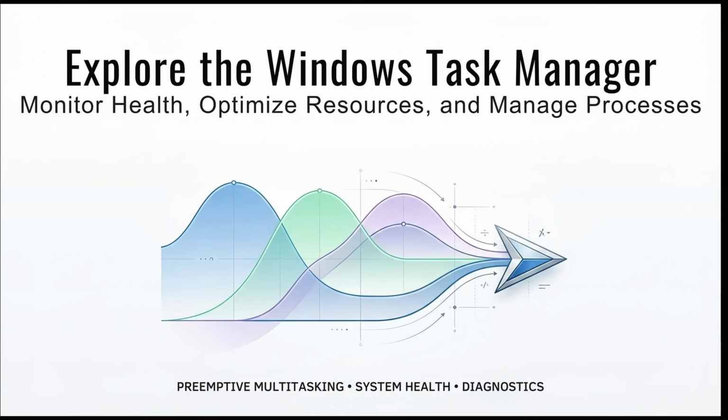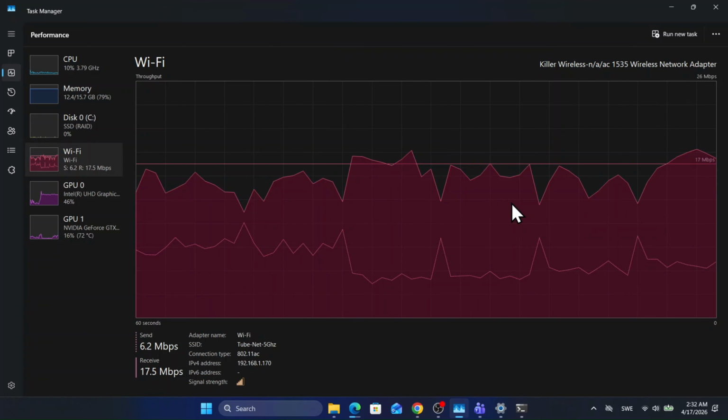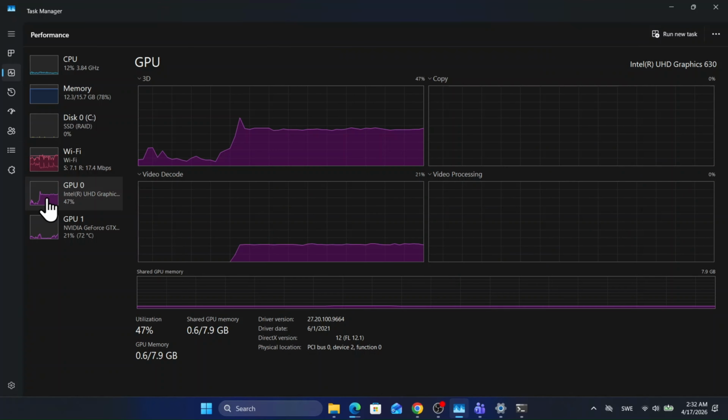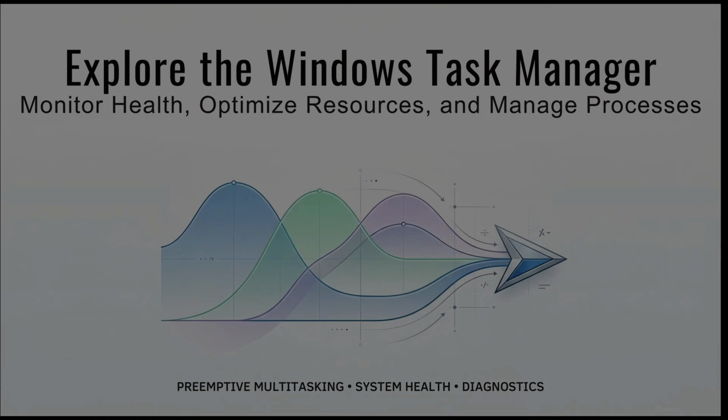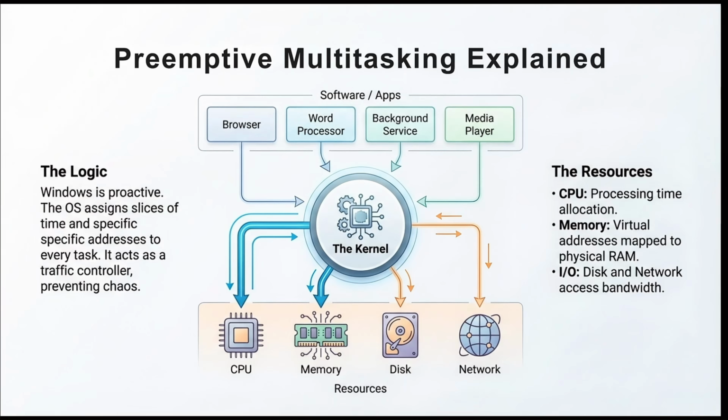Task Manager isn't just a place to force close frozen apps. It's the most direct window into what your hardware is actually doing at any given moment. In this video, we'll look at how to use it to spot what's slowing your PC down and what to do about it. Before we open Task Manager, it helps to understand what it's showing you.